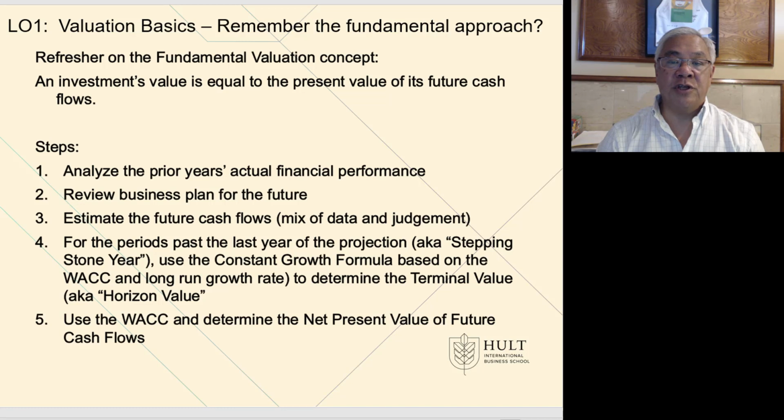We can do the projection for a finite number of years going forward, and then we're going to use the last year as the stepping stone to predict what the future might look like till the year infinity. That's a long way out. So we use the constant growth formula. That's the most typical way to do it. And that determines the terminal value.